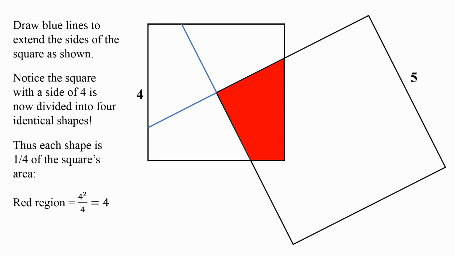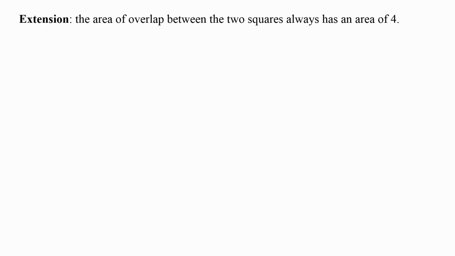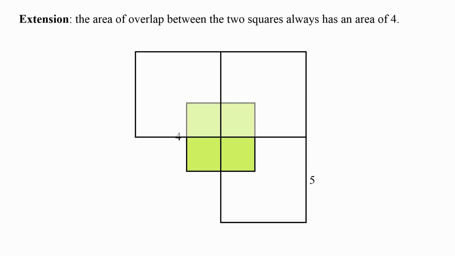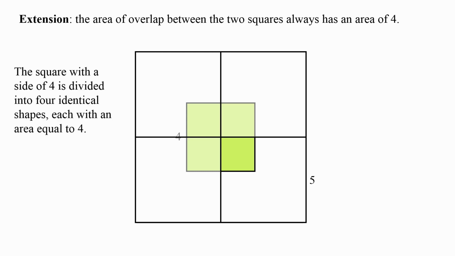So we consider a square with a side length of 4 and then we have a square with a side length of 5. What we'll do is we'll create a tiling where we have 4 different squares with a side length of 5. Notice the square with a side of 4 is divided into 4 identical shapes right now, each with an area equal to 4. Now this will be true even as we rotate the squares with a side length of 5.